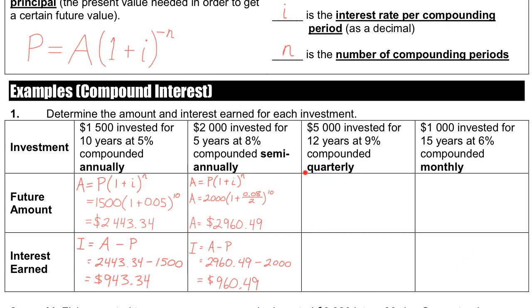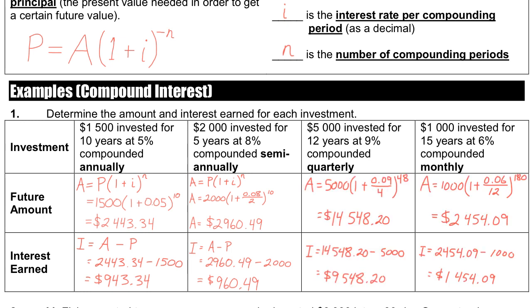So here we have quarterly, that means 4 times per year. Here we have monthly, that means 12 times per year. So why don't you pause the video and try to calculate the future value and the amount of interest for each of these investments, and then when you're done, you can continue the video and check your work. So once you do all the work, you should end up with these answers here. Make sure you're dividing your interest rate by the number of compounding periods per year, and you're multiplying the number of years by the compounding per year. If you're having troubles with those, this is something you need to ask me about so that I can help.